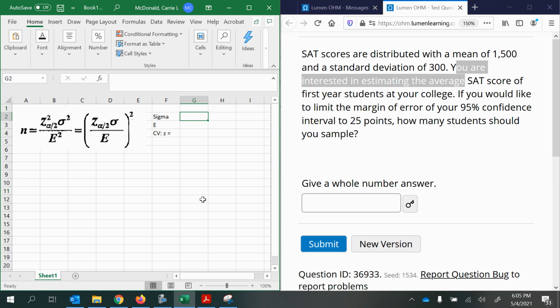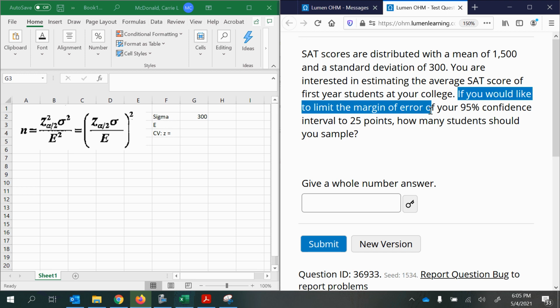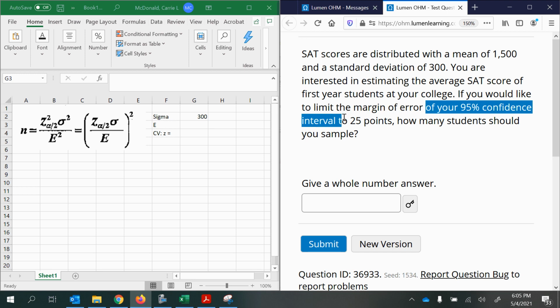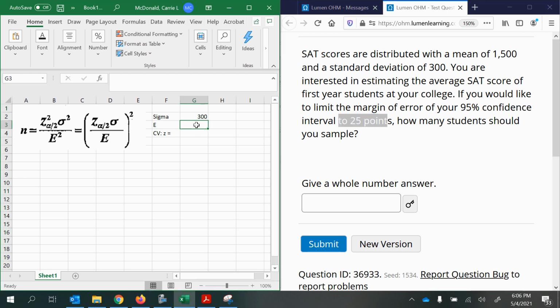Okay, now sigma should be given in the problem somewhere. So here I see standard deviation of 300. And then where it talks about the margin of error, it says if you would like to limit the margin of error, and then interjects of your 95% confidence interval, and then gets back to the point to 25 points. So if you read it again, limit the margin of error to 25 points, that is your E.